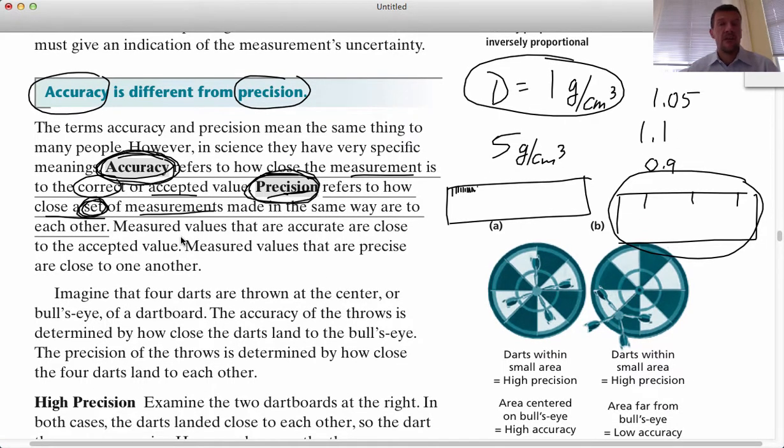All right? Now, when we take a measurement, our measurement could be accurate. A particular measurement could be accurate, but it could be not very precise because we have multiple measurements and they're all over the place.